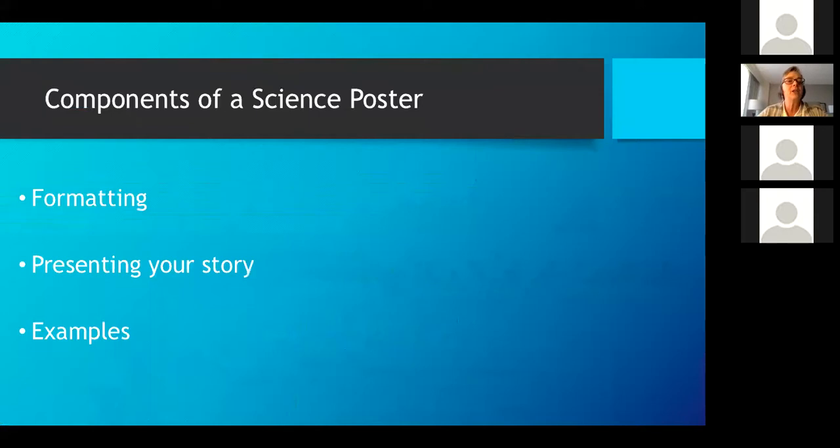I want to talk a little bit about the formatting of a science poster and give you some tips there. And then I want to talk about the science poster, as I said earlier, as a way to present your story as a student group. We want them to be good examples of stories. And I'm going to show you a few examples of posters and talk to you a little bit about the poster template that's actually on the Globe website that you can access.